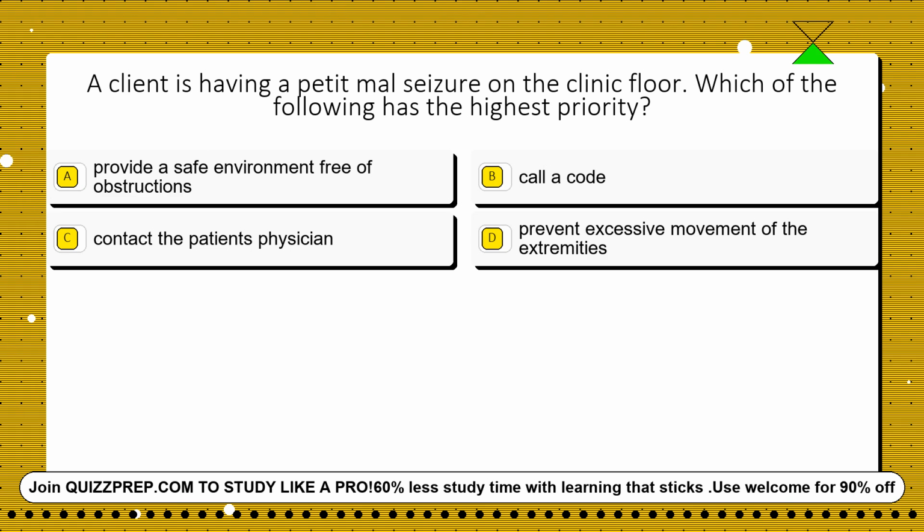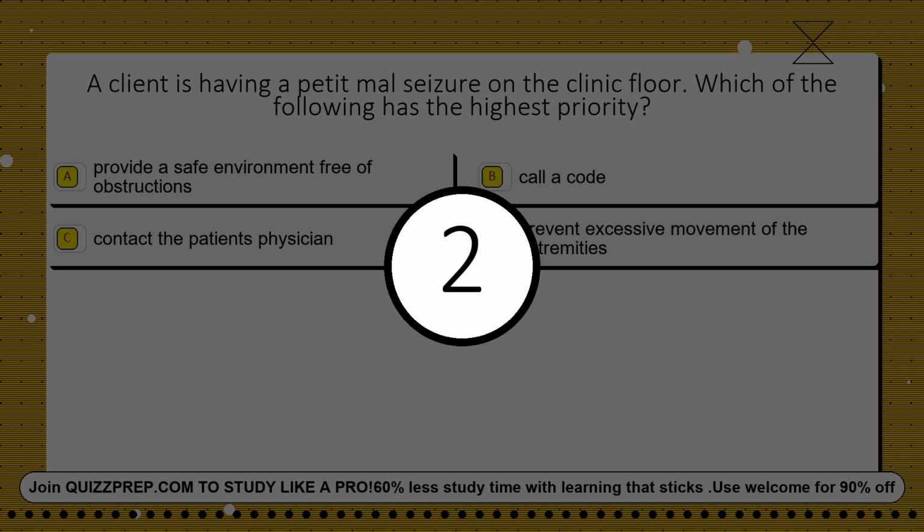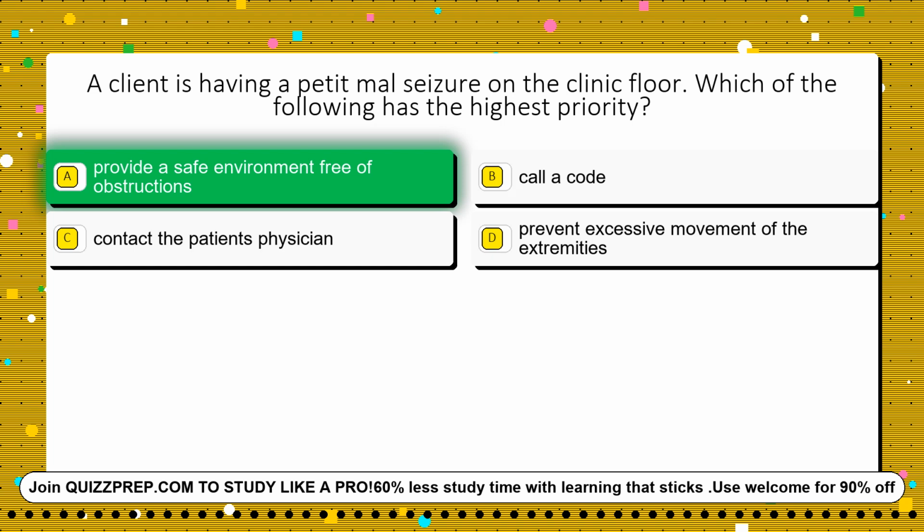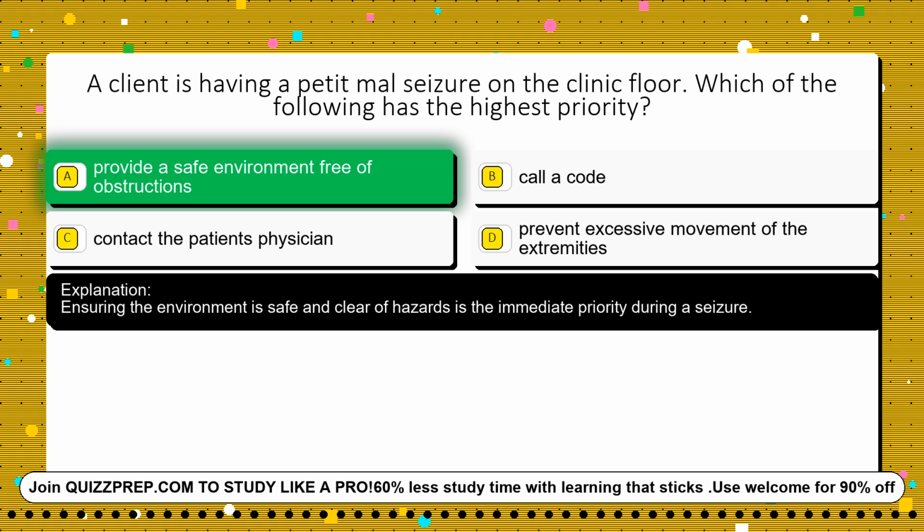Question 94. A client is having a petit mal seizure on the clinic floor. Which of the following has the highest priority? Option A, provide a safe environment free of obstructions. Option B, call a code. Option C, contact the patient's physician. Option D, prevent excessive movement of the extremities. The correct answer is option A, provide a safe environment free of obstructions. Ensuring the environment is safe and clear of hazards is the immediate priority during a seizure.